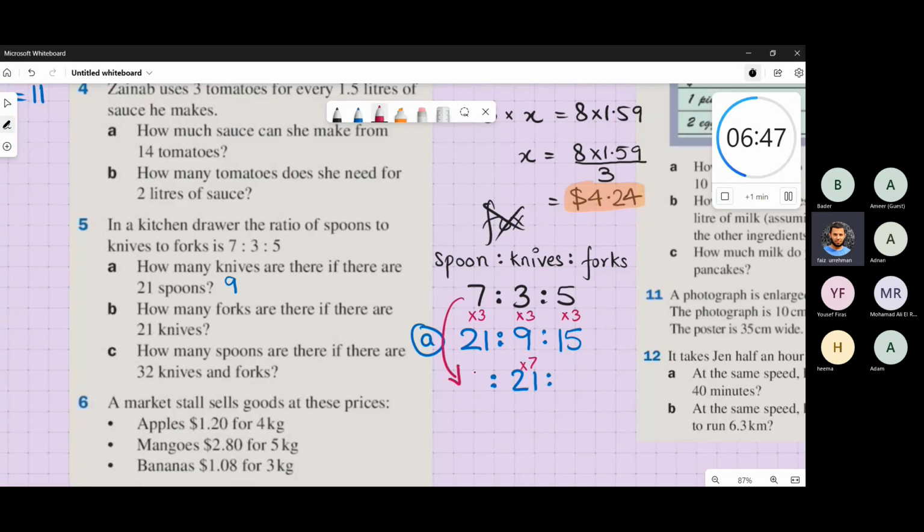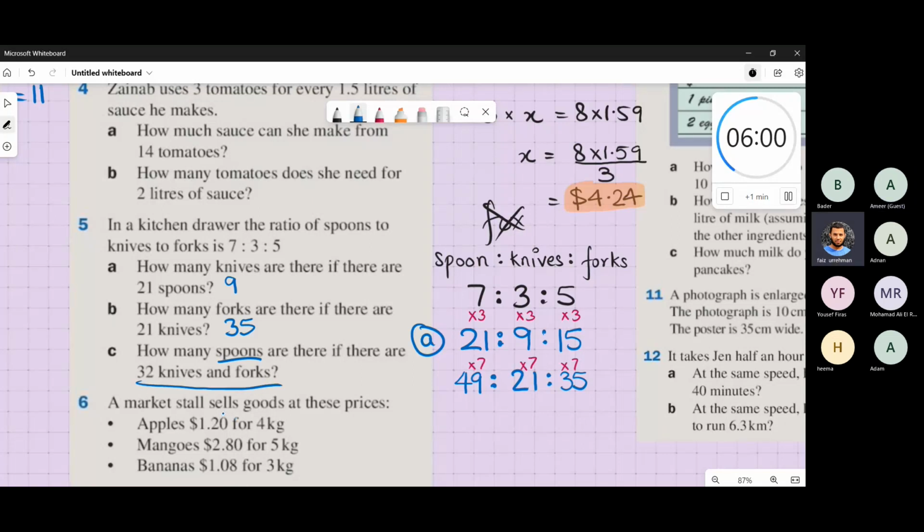Okay. So what will come here? Here 42. It will be multiplied by 7 one more time. 7 multiplied by 7, 49. 5 times 7, 35. So what is the answer? How many forks are there? 35. Here, 35. Okay. So the answer here is 35.